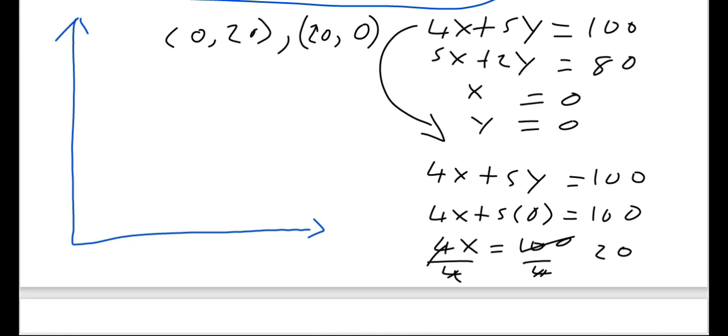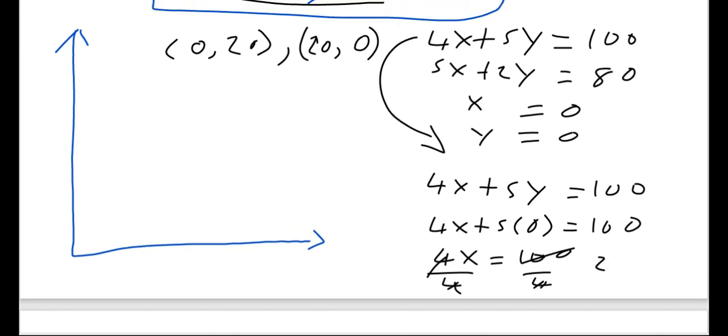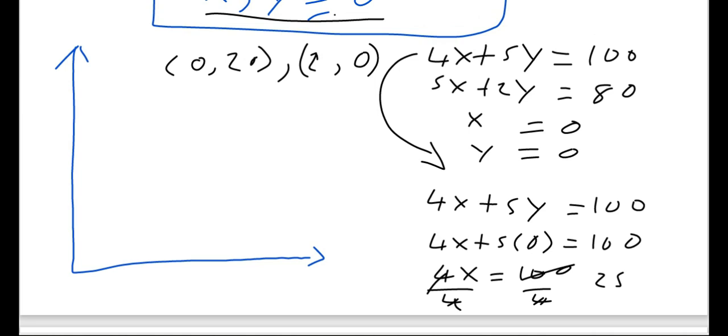No, sorry, 25. This should be 25, not 20. This is 25. So this should be 25. So now we have our first line. Our first line is of points 0, 20 and 25, 0. So now let's go to our next equation.